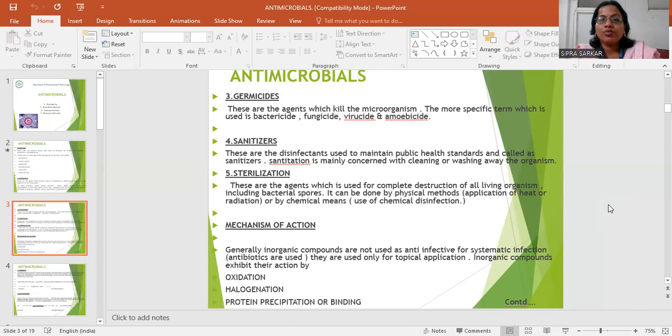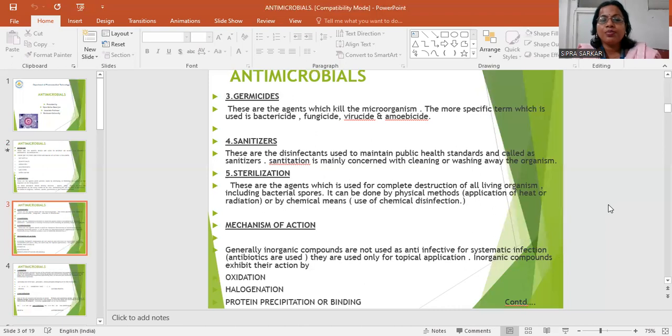Now sterilization, which is a very important procedure. These are the agents used for the complete destruction of bacterial spores, which can resist different environmental stresses. Spores cannot be killed easily, but they can be killed through sterilization by heat or radiation. They can be eradicated through different physical methods, like application of heat or UV radiation, or by chemical means, like chemical disinfection.